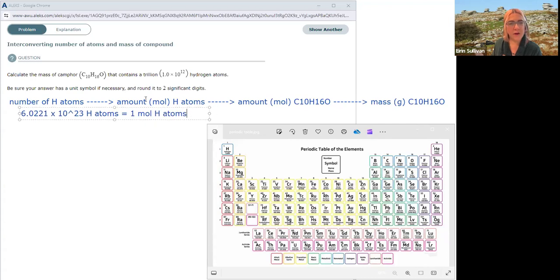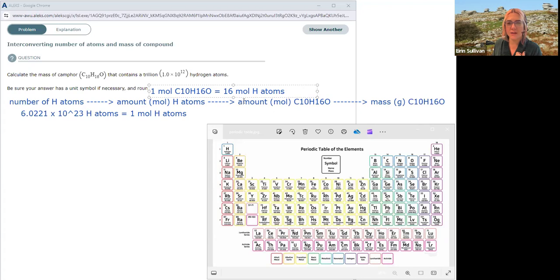All right, and then to convert between the amount of moles of hydrogen atoms and the amount of moles of the camphor, well, for every 1 mole of camphor, it contains 16 hydrogen atoms. So 1 mole of camphor, C10H16O, contains 16 moles of H atoms. So I feel like this is sort of the new bit for most of you. You've done these calculations by themselves, and it's just that middle transition going between moles of a compound and moles of a constituent element within that compound and vice versa.